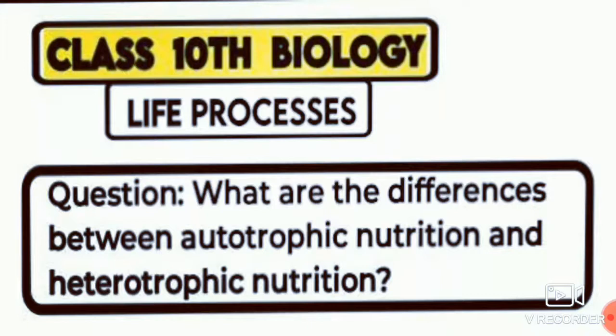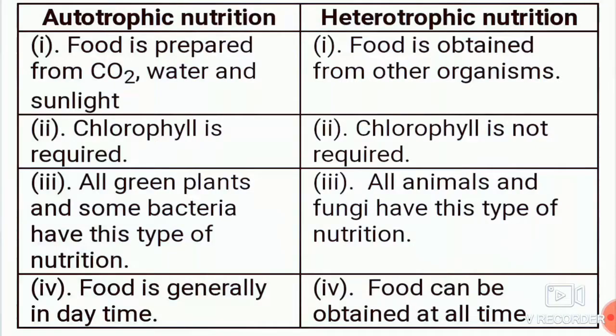Now let's discuss a question on this topic. What are the differences between autotrophic nutrition and heterotrophic nutrition? Autotrophic nutrition: food is prepared from CO2, water and sunlight. Heterotrophic nutrition: food is obtained from other organisms. In autotrophs, chlorophyll is required. In heterotrophs, chlorophyll is not required and it's not present too.